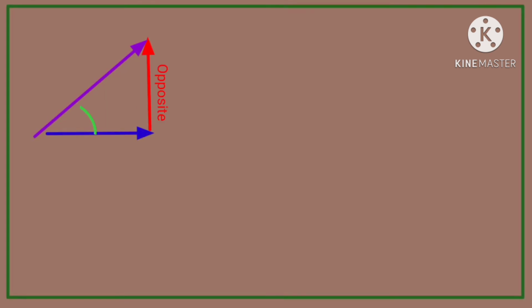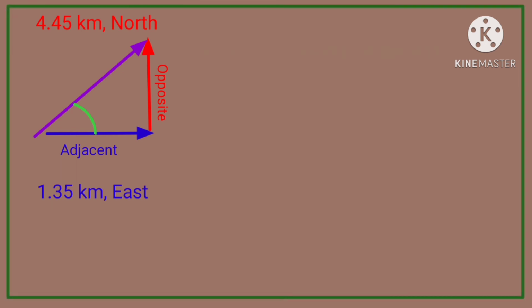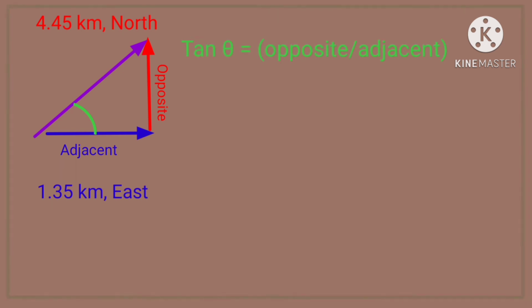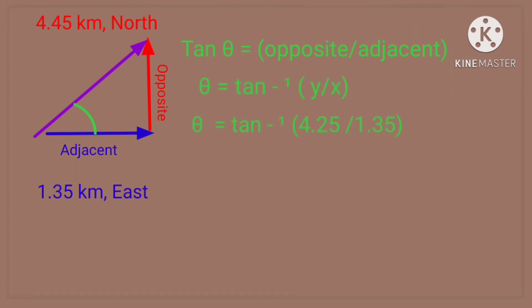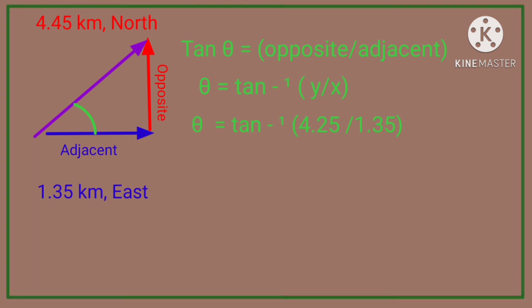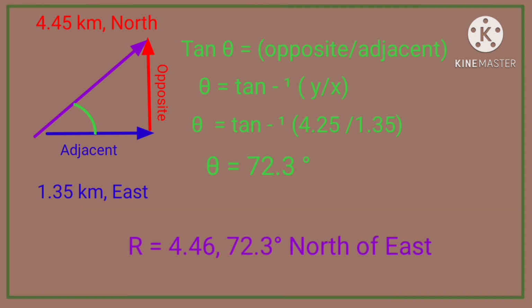Then, by looking at the values and direction, we need to determine where the angle theta is. Next, we need to use the tangent function, and we need to determine where the opposite and adjacent sides are. So theta equals tangent inverse of 4.25 over 1.35, and we get 72.3 degrees. And our resultant vector is equal to 4.46 km, 72.3 degrees north of east.